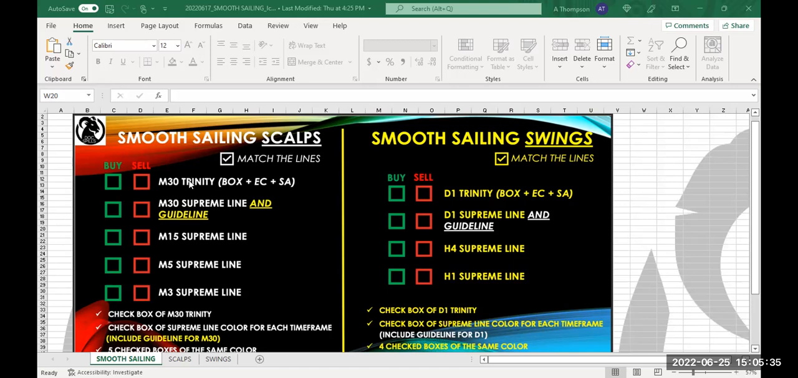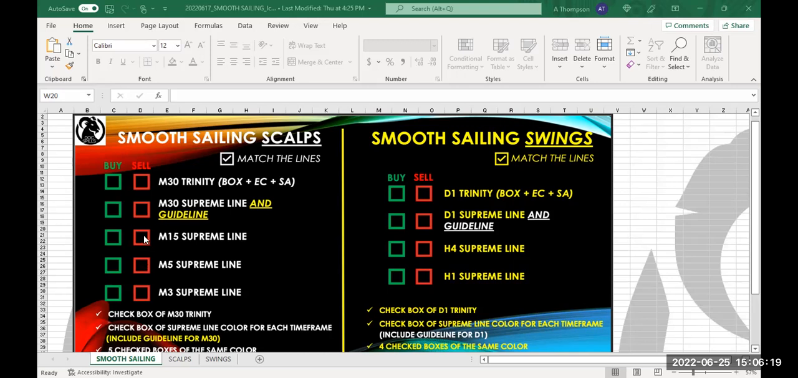Once you identify that you do have a box, you're going to move down and look for the supreme guidelines. Once you have two guidelines that are consistent with the same color box, you're going to mark that. You're going to say, okay, I have two guidelines, and then you're going to mark those boxes. Once you have those two lines that are the same color, you're going to move down to the 15. Mind you, you're starting on the 30-minute time frame, and then you're going to move to the 15. And as long as those two lines are the same color, you're going to move to the 5.